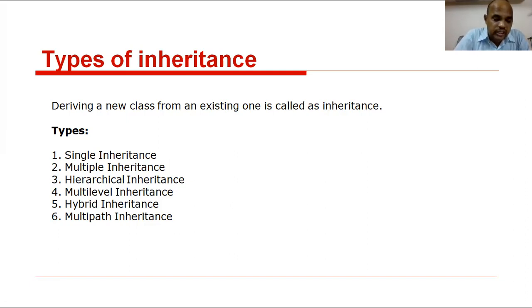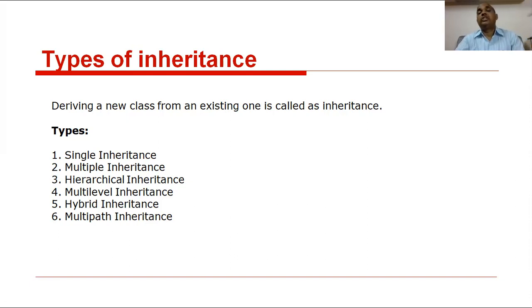That is called inheritance. There are 6 ways of deriving data from the base class or classes. First one is single inheritance. Second one is multiple inheritance, then hierarchical inheritance, multi-level inheritance, hybrid inheritance, and multipath inheritance. These are the various types of inheritances.